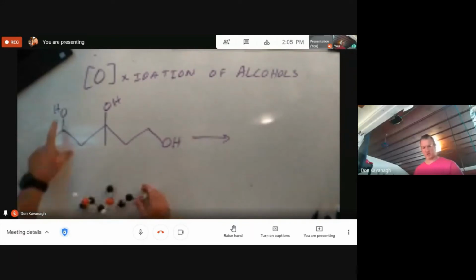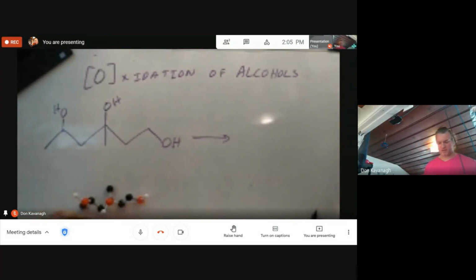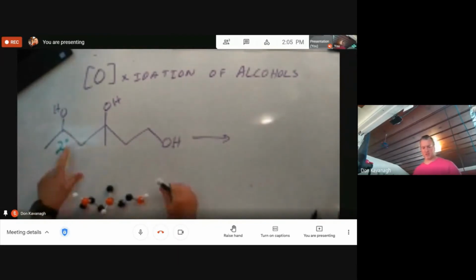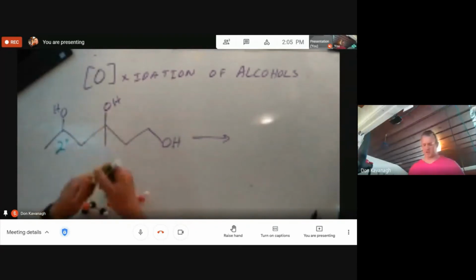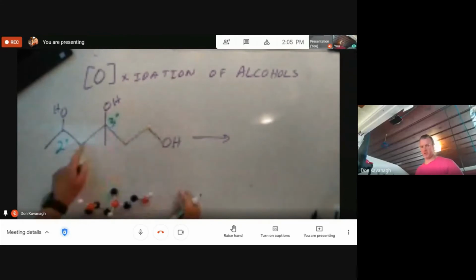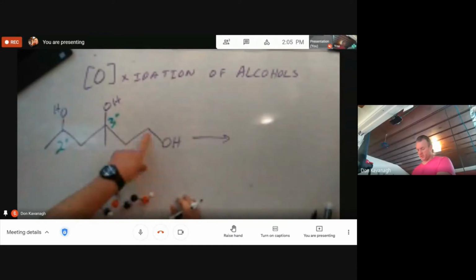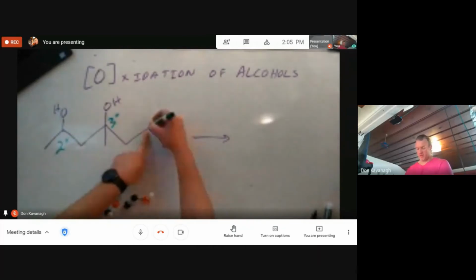So here's an alcohol functional group. Looking at this carbon here, this carbon is bound to 2 other carbons, so it is a secondary alcohol classification. This alcohol group here is bound to 1, 2, 3 other carbons, so it is a tertiary. We put a little 1, 2, or 3 with a little degree symbol to show that nomenclature. And this alcohol functional group is bound to this carbon, and this carbon is bound to 1 other carbon. So it's a primary.